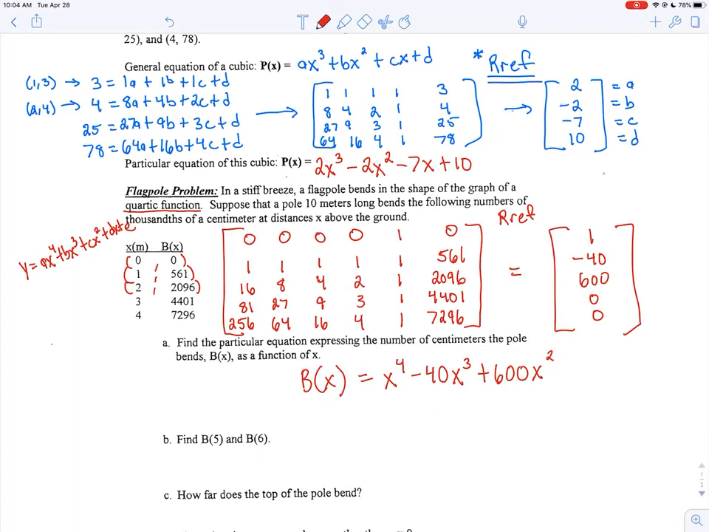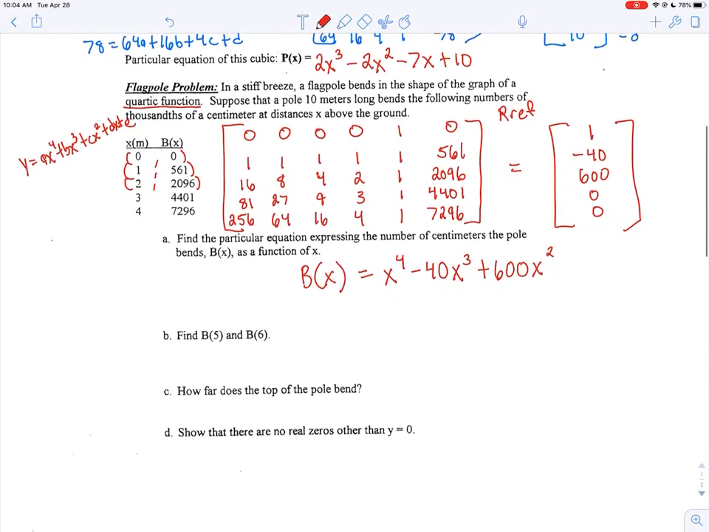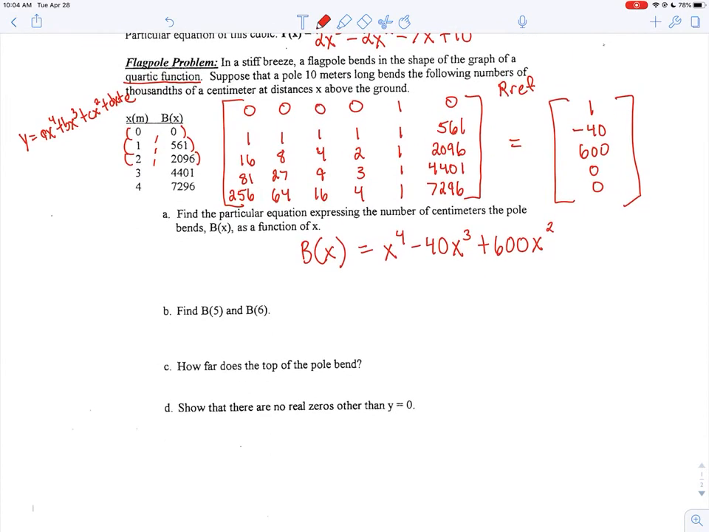A lot of times with these word problems, you're going to have follow-up questions to answer some additional questions afterwards. So b of 5, b of 6, that's just saying f of 5, f of 6. It's saying just plug that into our x value, right? What's an easier way to do this than sit here and actually do 5 to the 4th minus 40 times 5 to the 3rd plus 600 times 5 squared? Obviously, there's not that many numbers. It's not too bad, but we're probably going to answer additional follow-up questions.